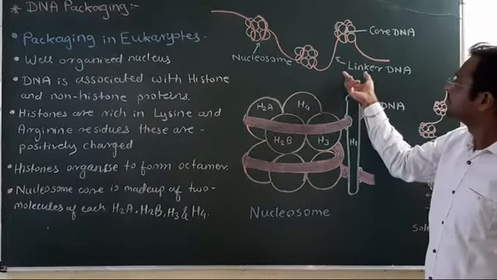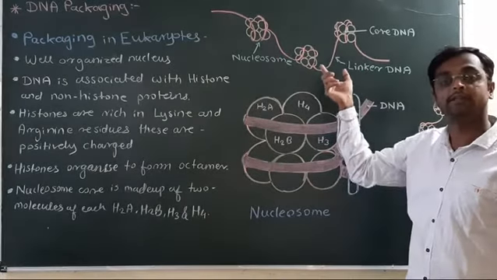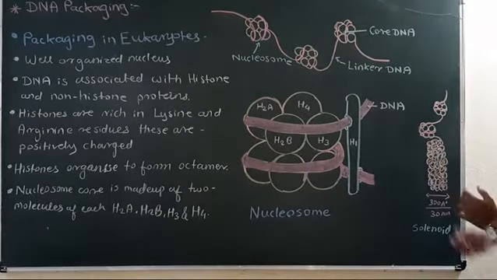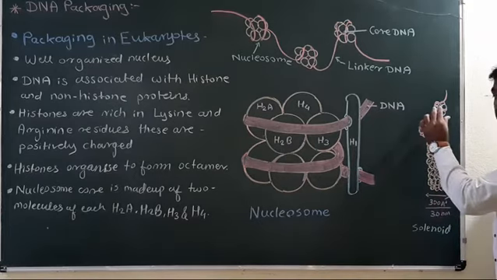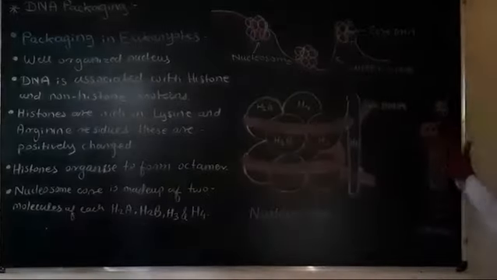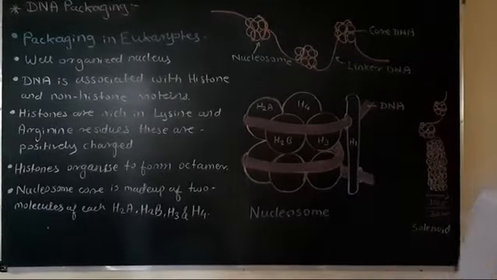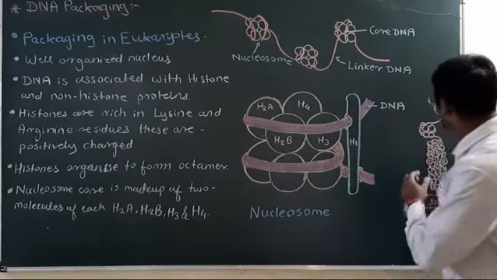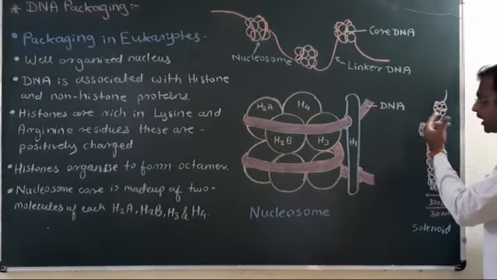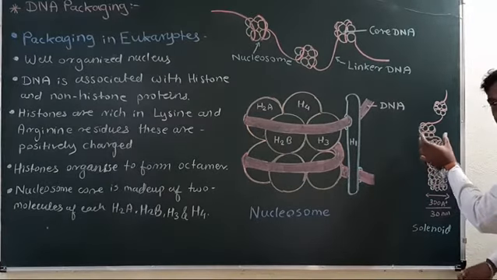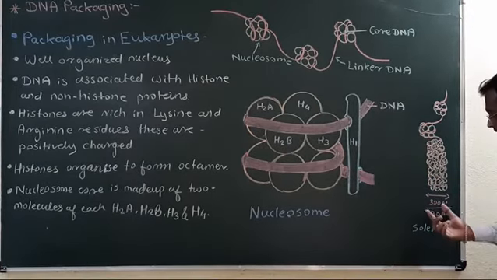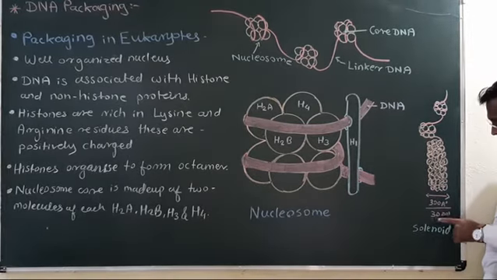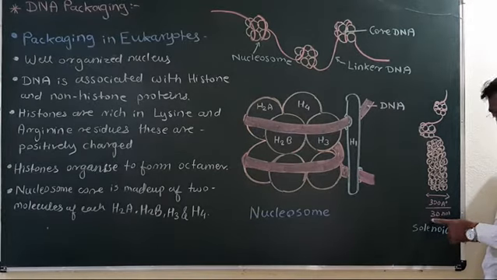Now again this beads on a string, or beaded string apparatus, gets coiled, with 6 nucleosomes. Look at this structure. Such 6 nucleosomes get arranged. These 6 nucleosomes get coiled around one another to form a thick solenoid fiber. The size of this thick solenoid fiber is 300 angstrom, which is 30 nanometers.